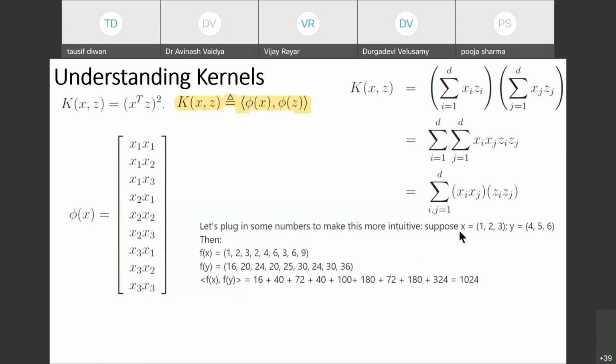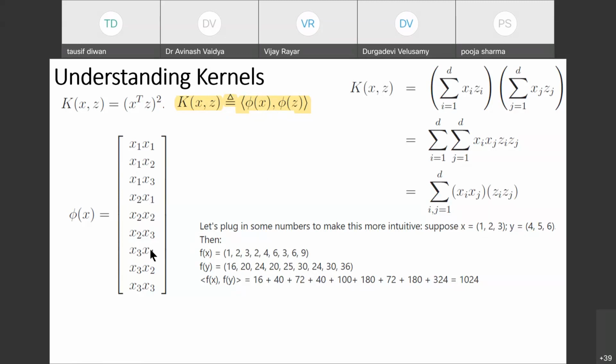Then 1 is multiplied by 3. 3 comes here. After that, x2 is multiplied by x1, x2, and x3. Means 2 is multiplied by 1, 2, and 3. So it is 2, 4, and 6. See here, 2, 4, and 6 coming over here.